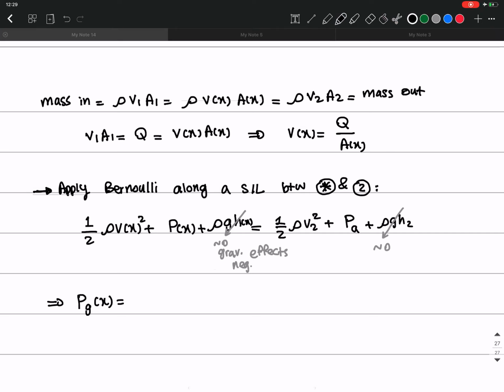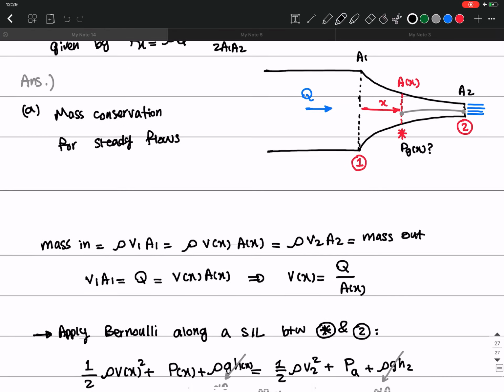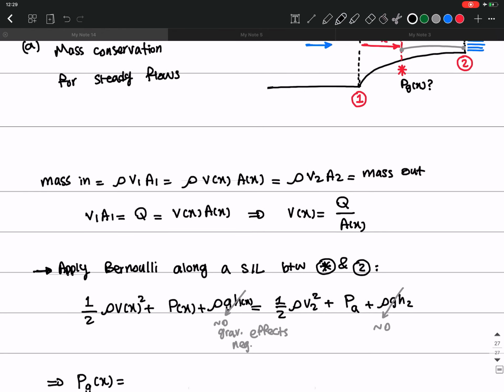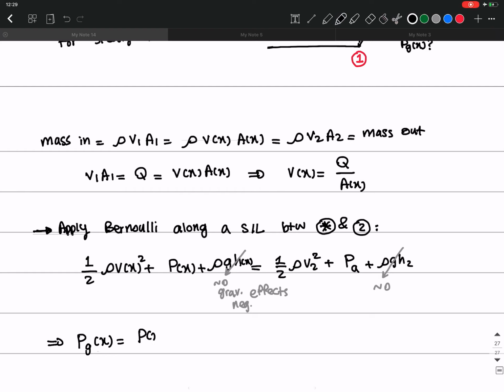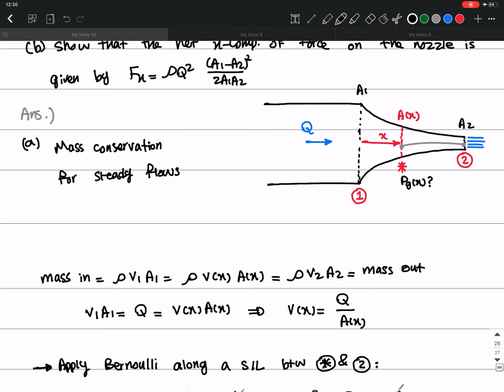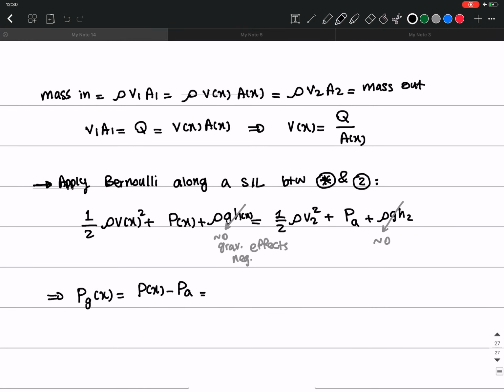The gauge pressure is the difference between the absolute pressure, so it's PX, and the atmospheric pressure or ambient pressure, okay? So based on this equation, we see that gauge pressure, and this is what we wanted to get, equals 1/2 rho (V2 squared minus Vx squared).